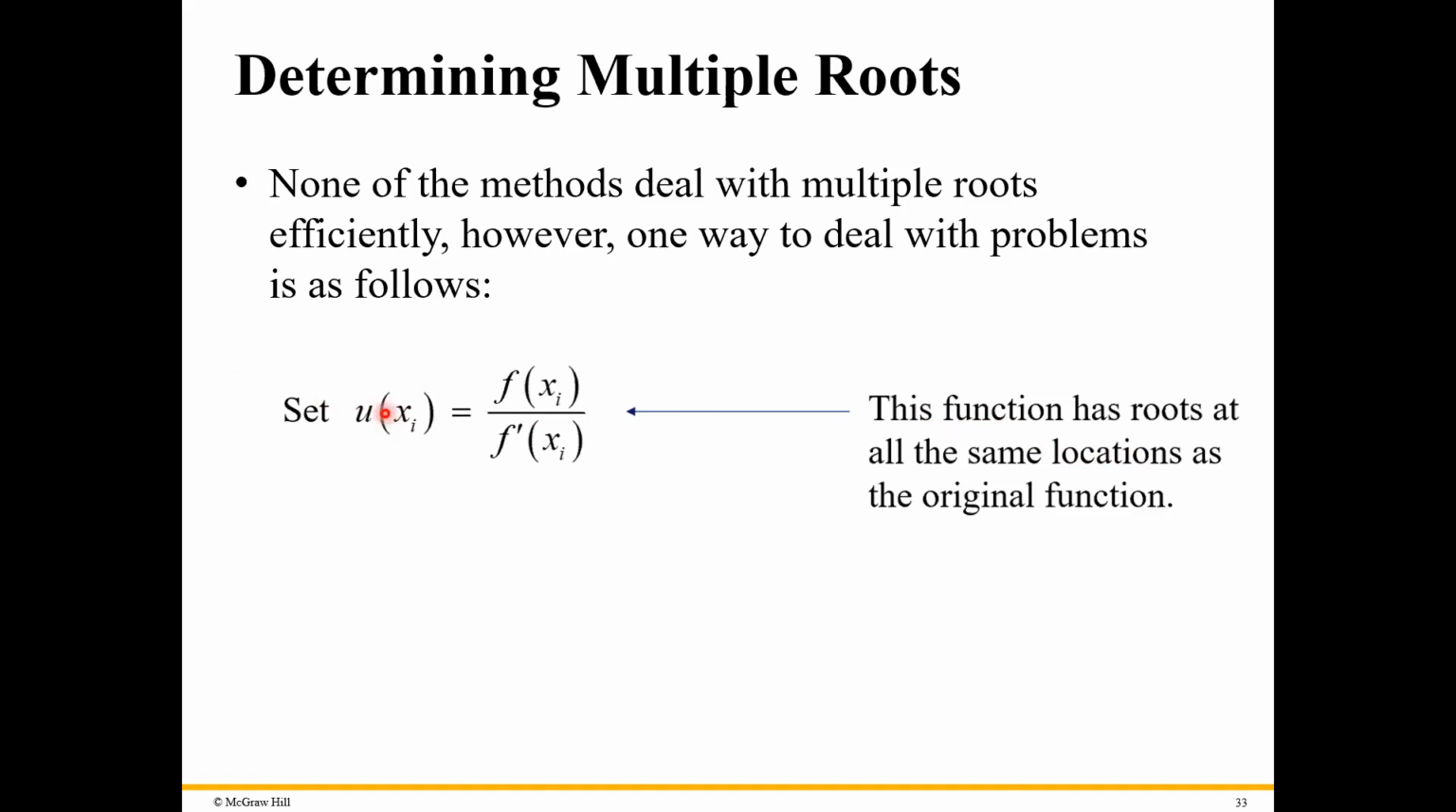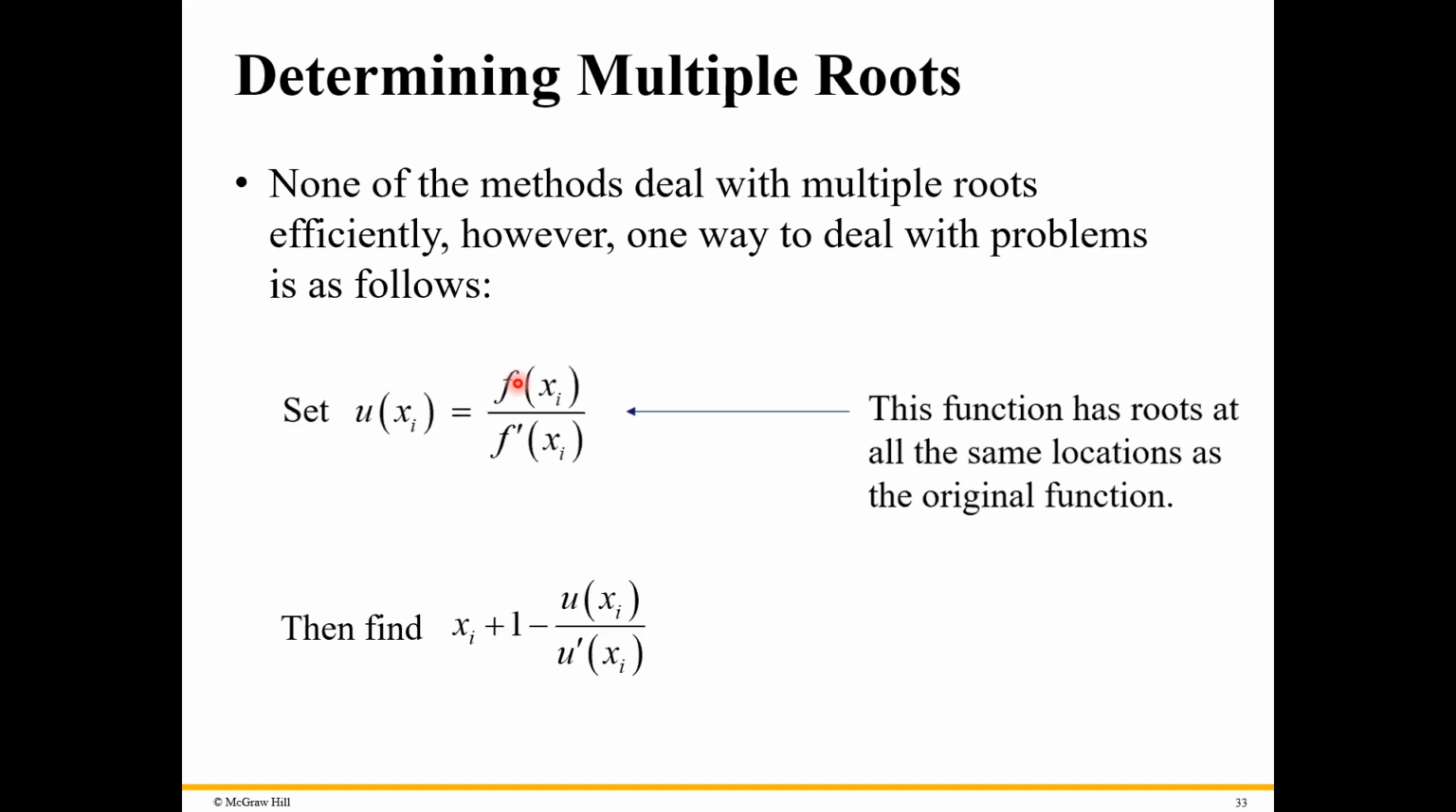So in this case, if it is difficult to find the roots of function f(x), it may be easier to find the roots of u(x). We can use this type of observation to find the roots of the function, because the roots of both u(x) and f(x) will be the same.